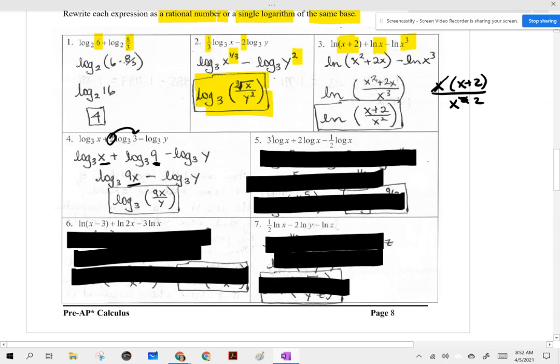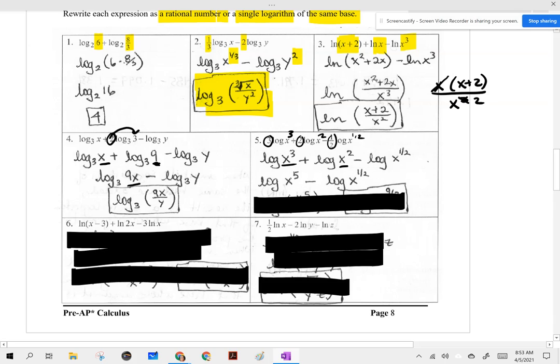All right, this 3 becomes the power. This 2 becomes the power. This 1/2 becomes the power. All right, so now we're going to multiply. And then now we're going to do the quotient. Simplify anytime that you can. I couldn't simplify here. There were no like terms, but I definitely could do this here.